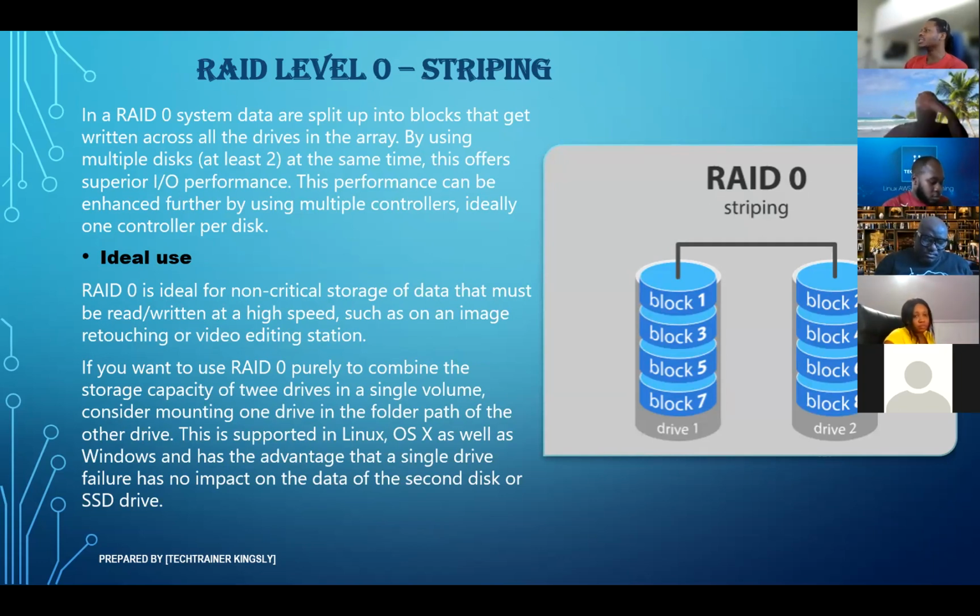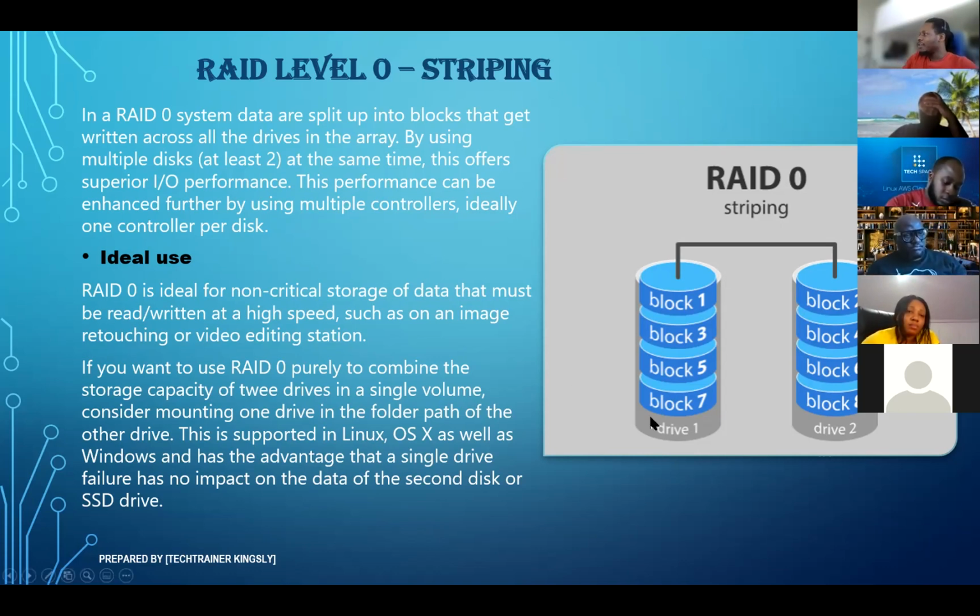In this array, you use multiple disks, at least 2. The minimum is at least 2. You cannot use one disk for RAID 0. Why? Because it splits the data. That means it breaks the data into 2 sides. The data is saved on 2 sides, not on one side. That means if you lose one side, you cannot recover the other side.